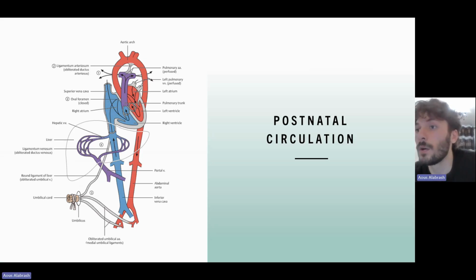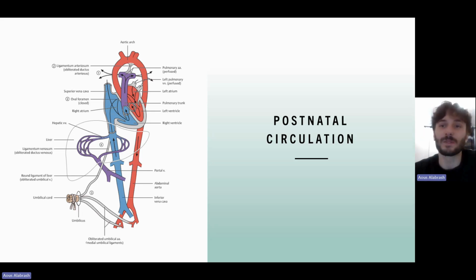Now, lastly, we have what's known as the postnatal circulation. What is postnatal circulation? It's the circulation that we all have right now. Obviously, there are some changes between the fetal circulation and the postnatal circulation. The changes are caused by the cessation of placental blood flow and the beginning of respiration. So when the baby gets born, starts crying, their lungs open up and they start breathing, and placental blood flow stops, especially after the cord gets cut by the doctors.